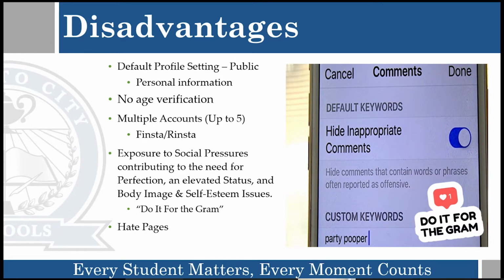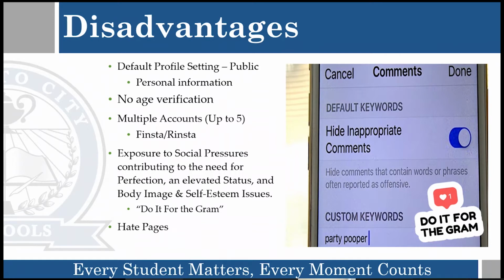And on this list, we can also see that there can be exposure to inappropriate content, hate pages, and many different societal pressures might also be present on Instagram. Negative comments, erroneous ideas, and set pressures can contribute to the need for perfection or an elevated social status, and that is actually measured by the number of followers that someone has. Added on to that, we can see also that there are body image and self-esteem issues emerging from those societal pressures.